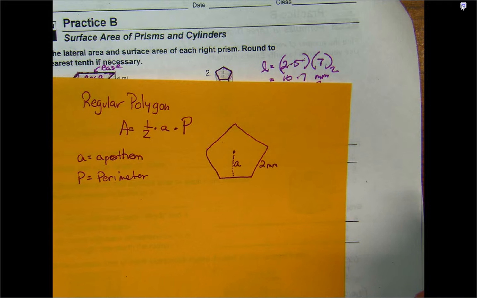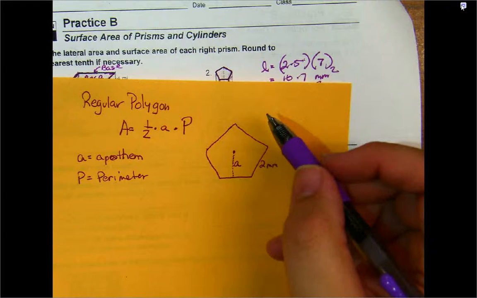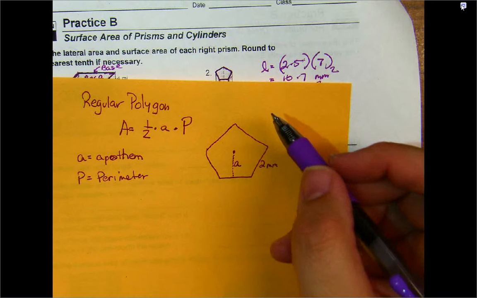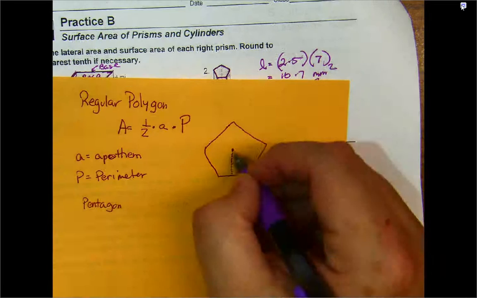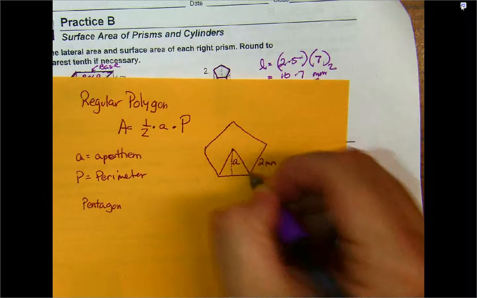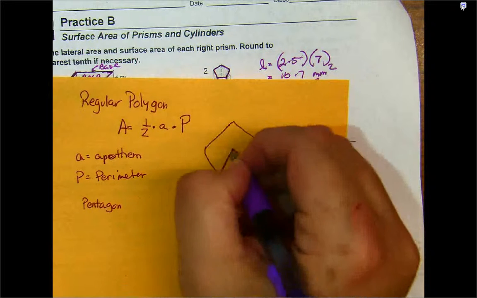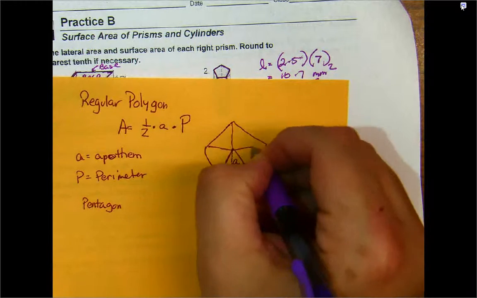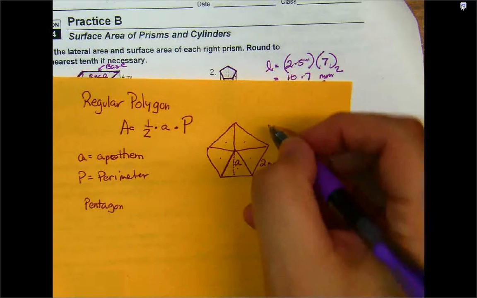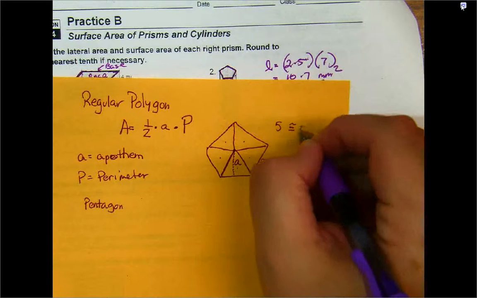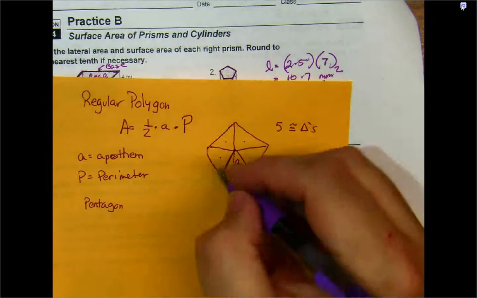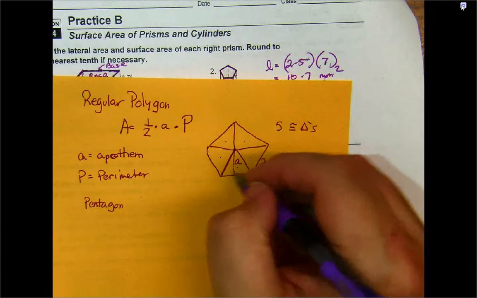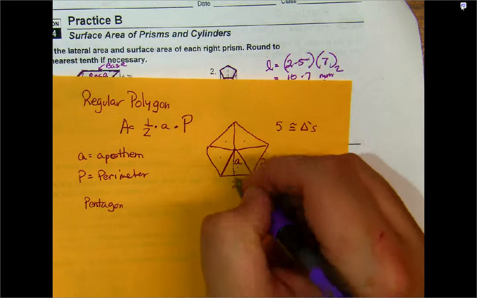And unfortunately, you have to use some trig. For a pentagon, the idea is this: if you cut this up, you're going to have 1, 2, 3, 4, 5 congruent triangles. So if I can figure out the area of one of the triangles, I can figure out the area of the entire shape. And I have to get that apothem because I need base times height. Base is 2, the apothem is going to be the height. Then I multiply it by 5.